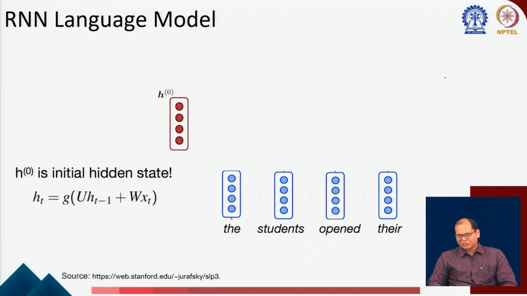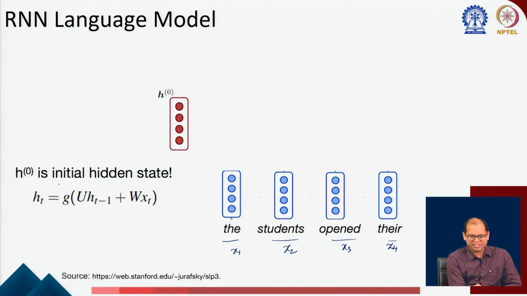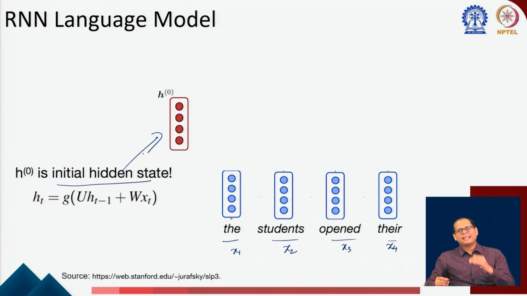Right? So what will they do? Let's look at the sentence: the students open there. I'll still get the word embeddings. So let's say x1, x2, x3, x4 are the word embeddings. Remember, I want to get a fixed vector representation from this whole prefix. So what do I do in recurrent neural networks? I start with a recurrent hidden state. The hidden state keeps on updating as I get more and more input. So I start with an initial state. So this is my initial hidden state. And then I keep on updating it.